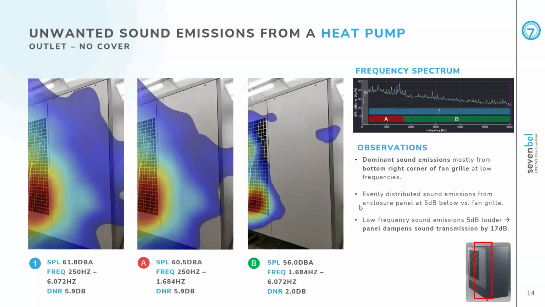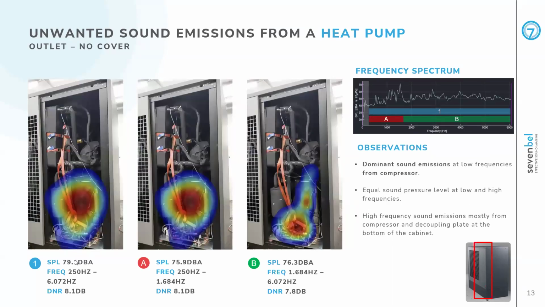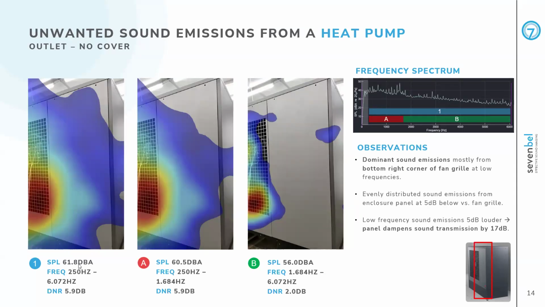When we put the enclosure panel back on and take another acoustic camera measurement, we see that the total sound pressure level is reduced by 17 dB. So when we go back again, the total sound pressure level before was roughly 80 dB without the panel. Then it was reduced down to 62 dBA.